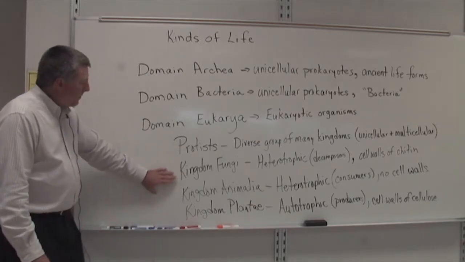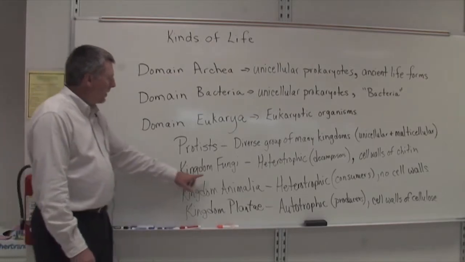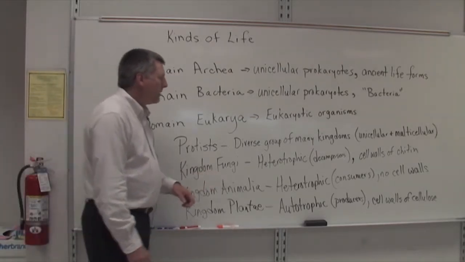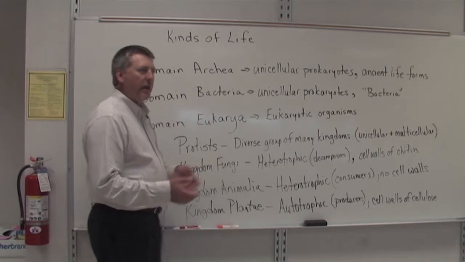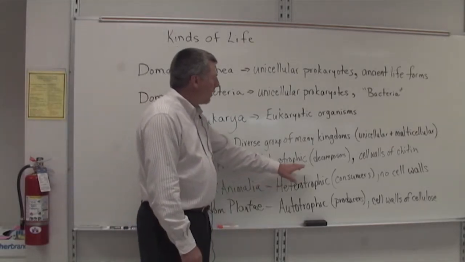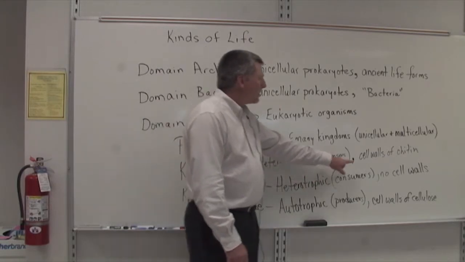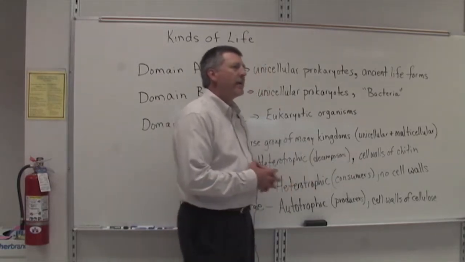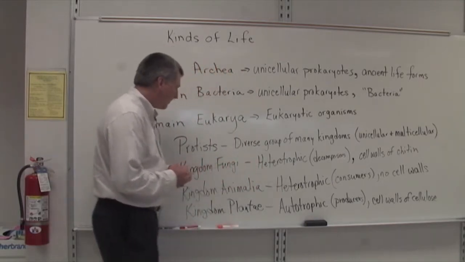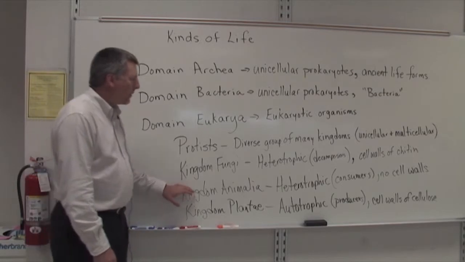So the other three groups are kingdoms. One is the kingdom Fungi. Fungi are like mushrooms and yeast, puffballs. These are all heterotrophic. As a general rule, they're decomposers, and their cells have cell walls made of a substance called chitin.